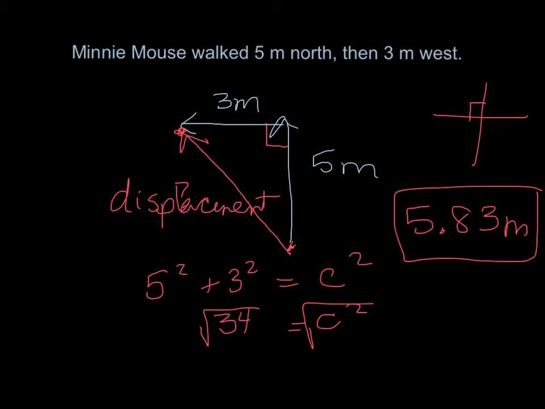So if I wanted to, let's say Minnie and I were sitting here together, and I wanted to go join Minnie over here, instead of following her path and going here and then here, I could just walk a straight 5.83 meters in this direction. So what is that direction? There's a whole nother conundrum. Let's figure that out.